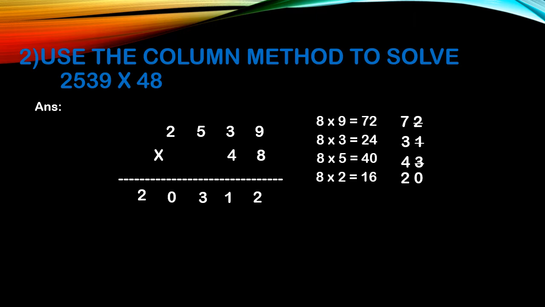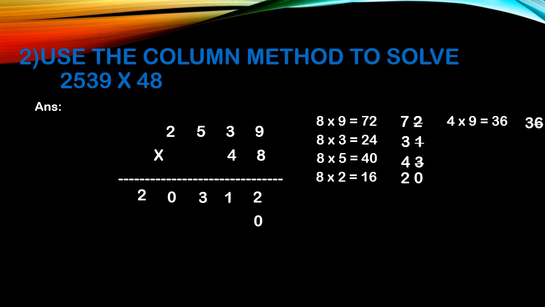The next step, we have to put 1 0 in the ones column. Then the fourth step, we have to multiply the tens digit. What is the tens digit of the 2-digit number here? 4. So we have to multiply 4 by the 4-digit number.